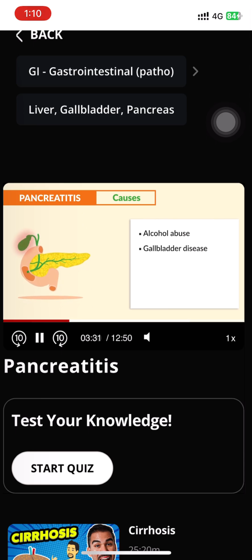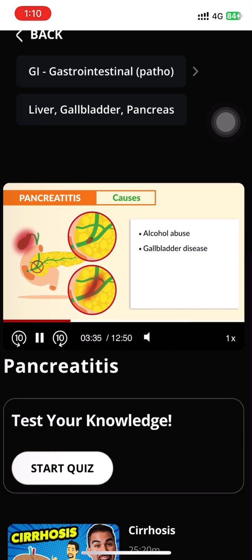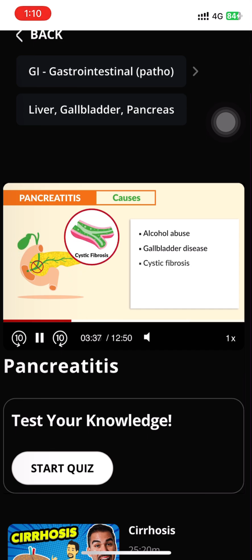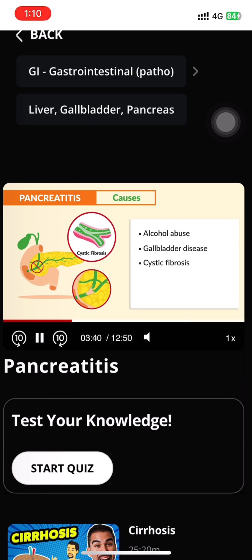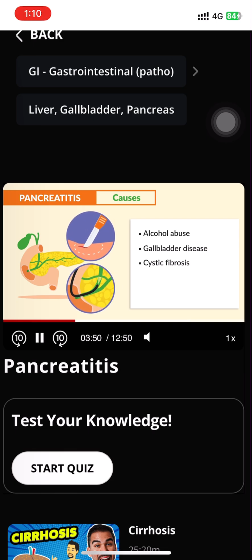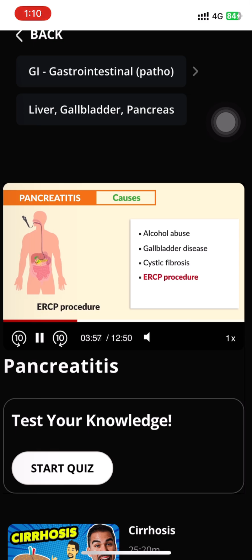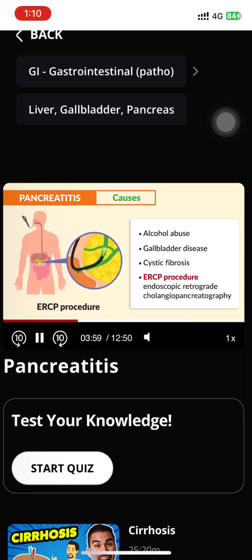Now, gallbladder disease as well, we talked about a gallstone or even inflammation that now blocks this duct. And even cystic fibrosis, where we have serious mucus. This mucus can block the pancreatic duct. Now, a really odd one here is surgeries, or a diagnostic procedure that can accidentally cause trauma and inflammation in this area.